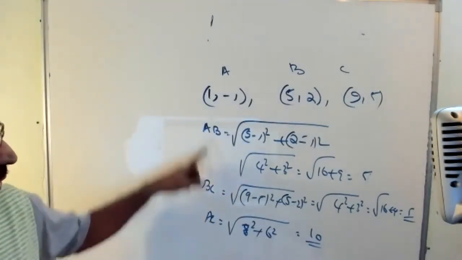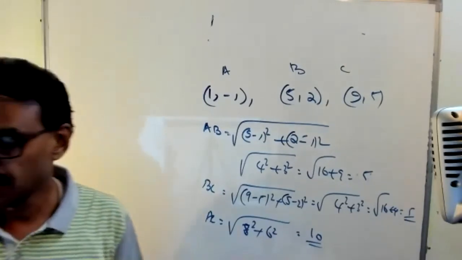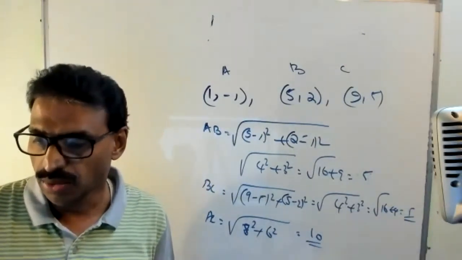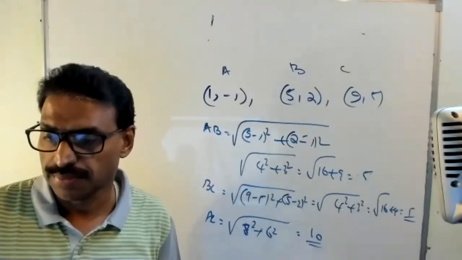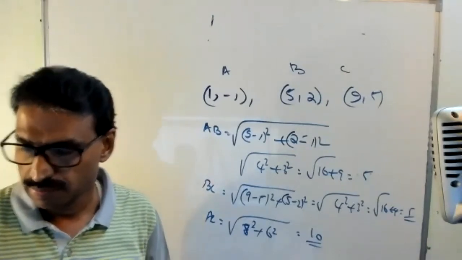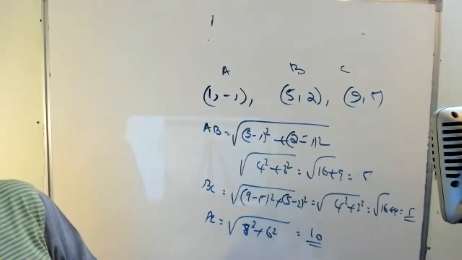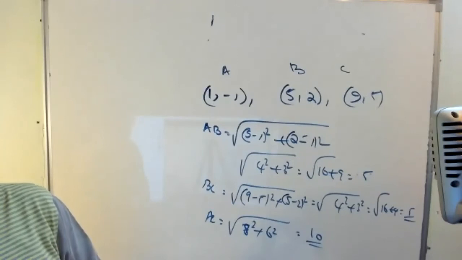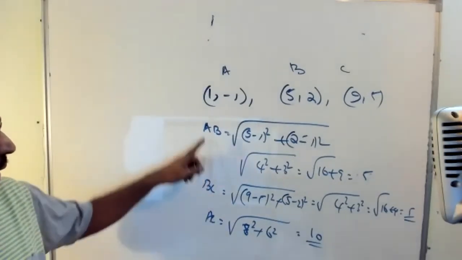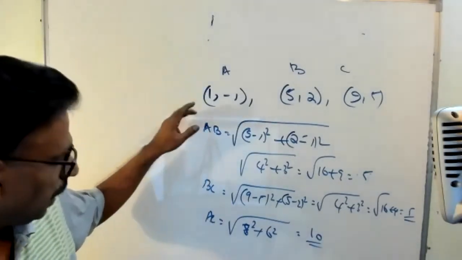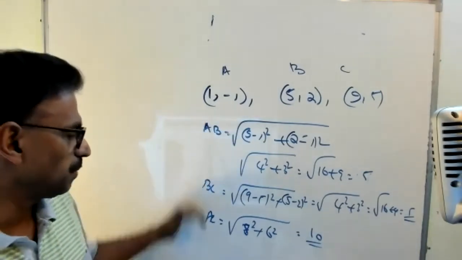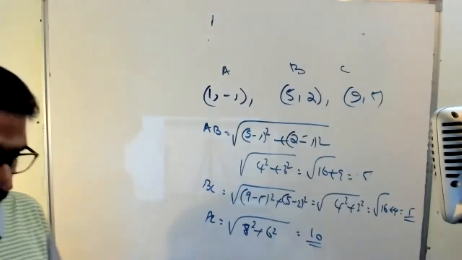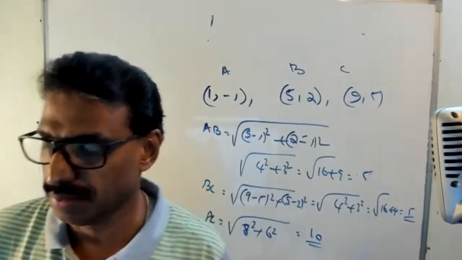Correct? AB plus BC equal to AC. It is collinear. Correct or not? It is collinear because AB plus BC equals AC. You write AB plus BC equal to AC. Therefore, A, B, C are collinear.